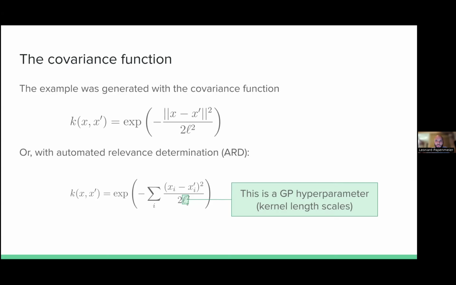But how distant they need to be, to get a certain value of the kernel, depends on the length scale L, which is highlighted in green here. So I've shown 2 equations here. In the first one, you only have one value L, so that is called an isotropic model. In the lower equation, you have 1 L per dimension, and those are called ARD models. ARD is for automated relevance determination. So here the length scale can vary per dimension.